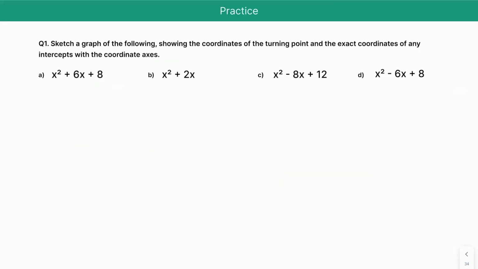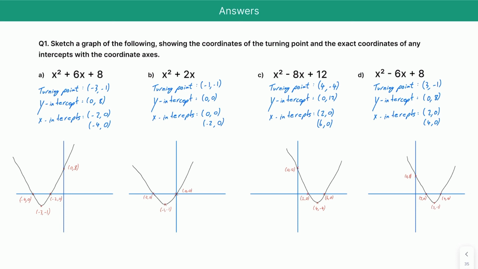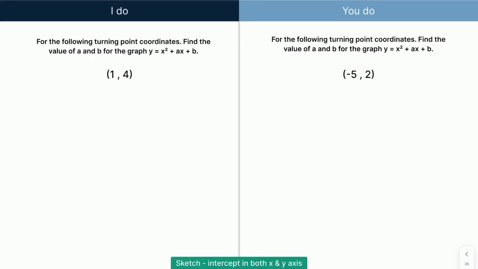So here are some practice questions for you to have a go at. Press pause and have a go. Here are the answers. Mark your work. And now we have find the turning point. For the following turning points, find the value of A and B in that graph.